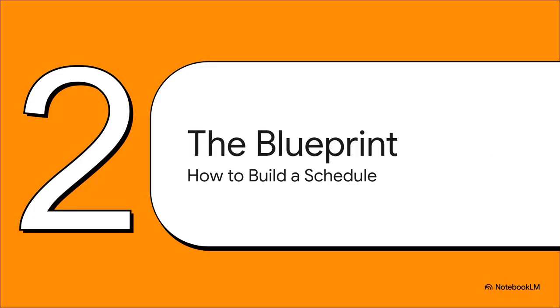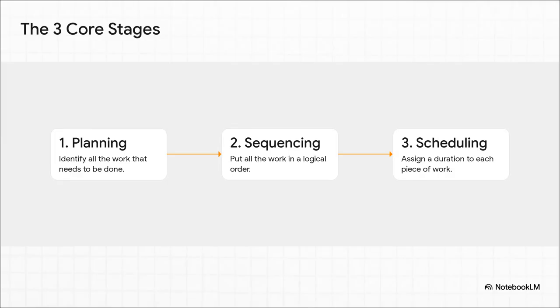Okay, so once you've picked your tool, how do you actually go about building the schedule? Well, it's not just one thing. It's a really methodical process that pretty much always happens in 3 core stages. And here they are: planning, sequencing, and scheduling. This 3-step process is basically the engine that drives the whole project forward.